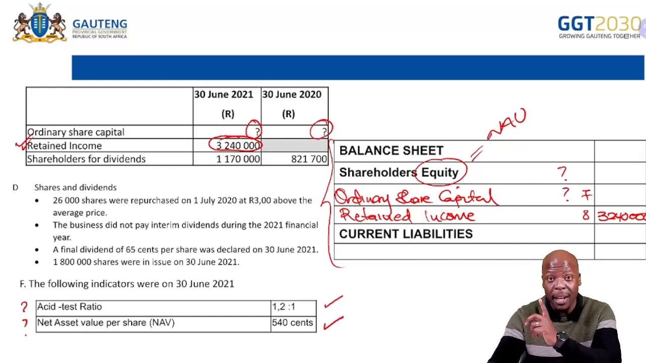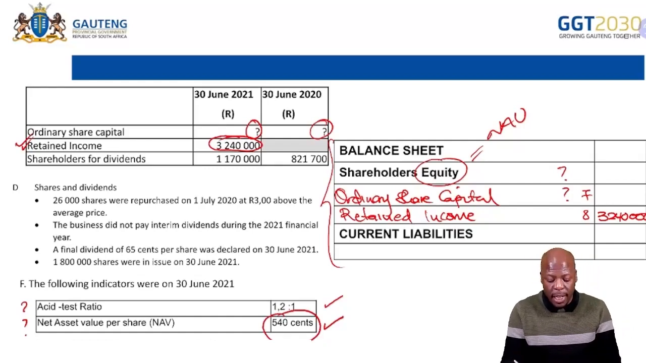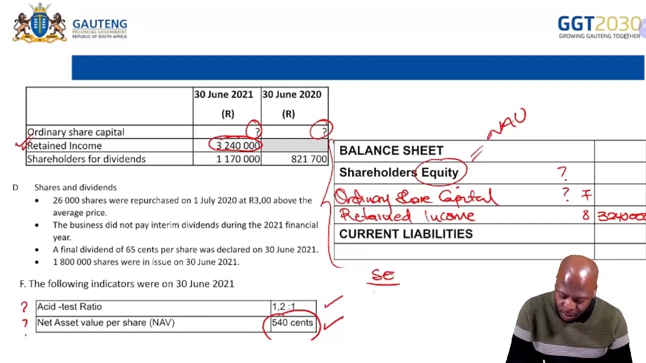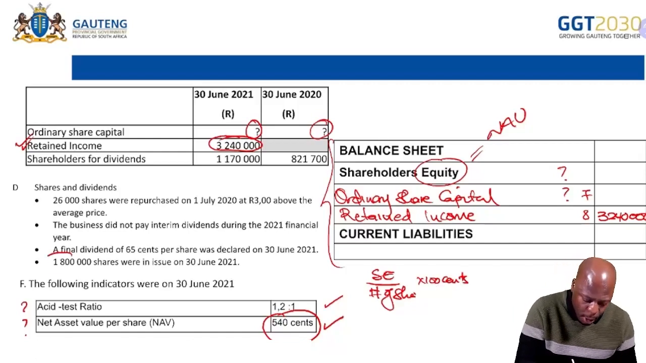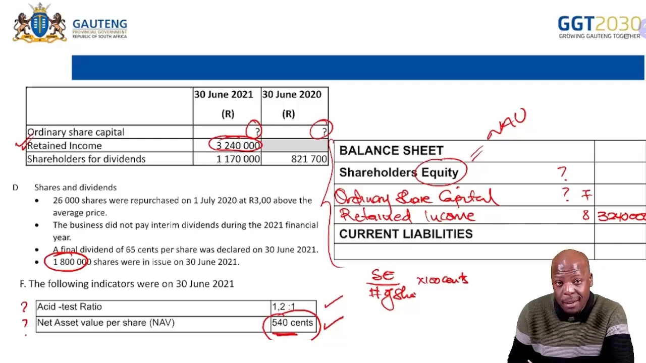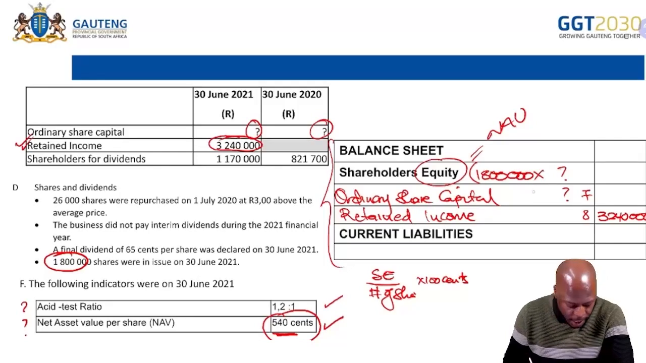That means we need to bring in our NAV. If I'm to bring in the NAV, what does it help me to get? It helps me to get my shareholders' equity. Remember, what is the formula for NAV? It is shareholders' equity over the number of shares in issue multiplied by your 100 cents. So what did they give me? They gave me the number of shares in issue and the NAV. That should make my life very easy in this case. What should I do? It means if I come to my shareholders' equity, I should now simply say, how many shares do I have? 1,800,000 shares. And what is my NAV?